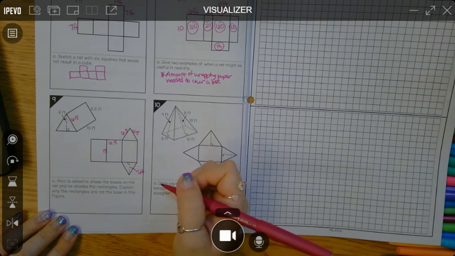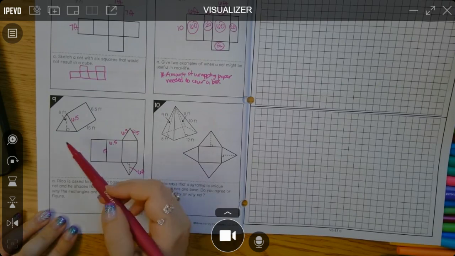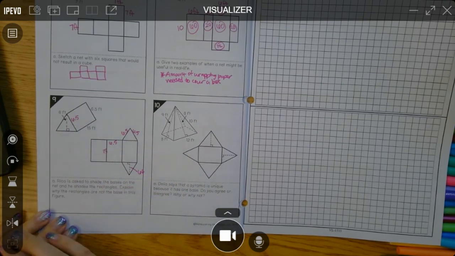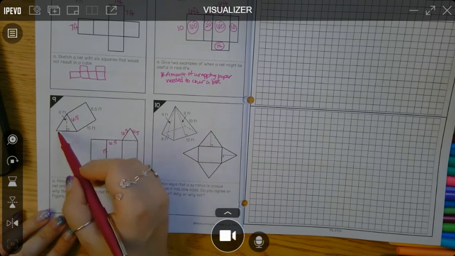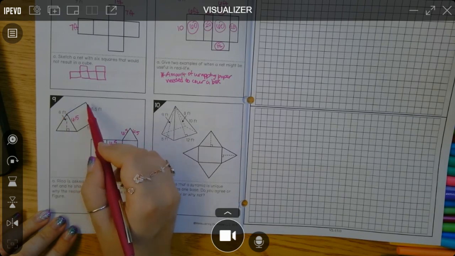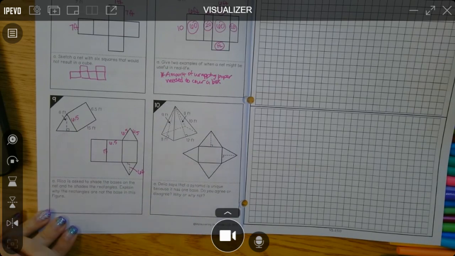Okay. And then it says Rico's asked to shade the bases on the net, and he shades the rectangles. Explain why the rectangles are not the bases. Why are those not the bases? Doesn't it look like it sits right here down on a rectangle? So isn't that the base? Well, base has to be opposite and parallel. So see that bottom rectangle down there? There's no opposite rectangle up here that's parallel to and equal to it. So that can't be your base.